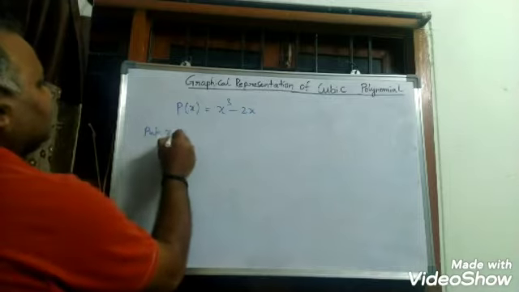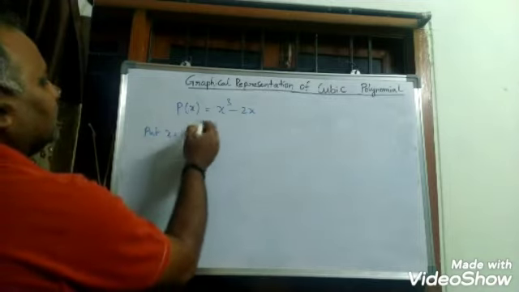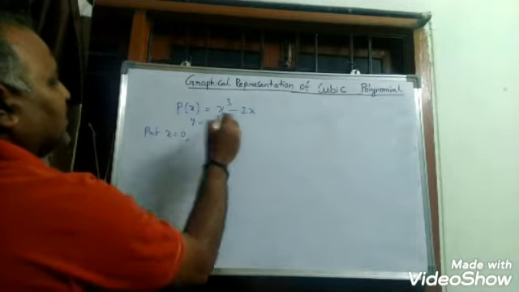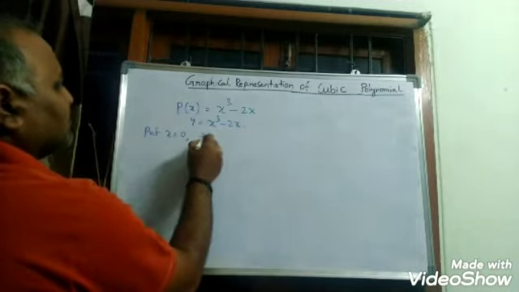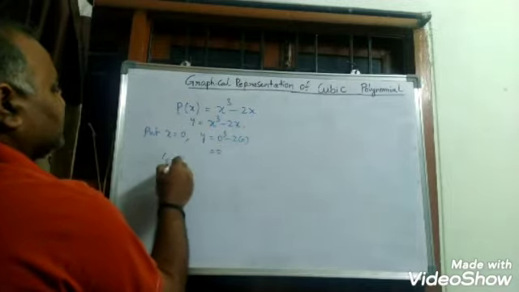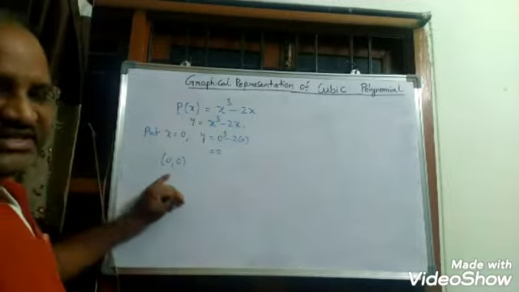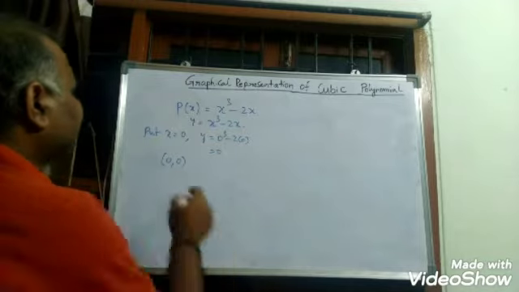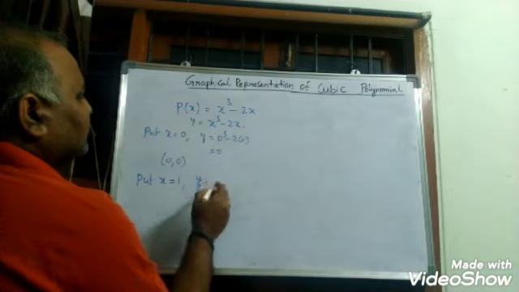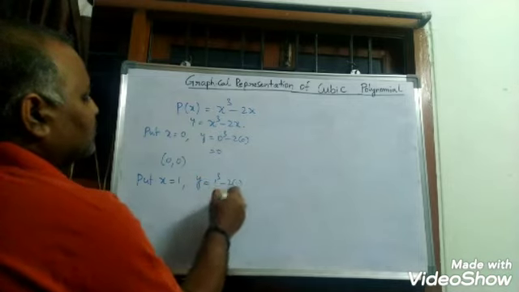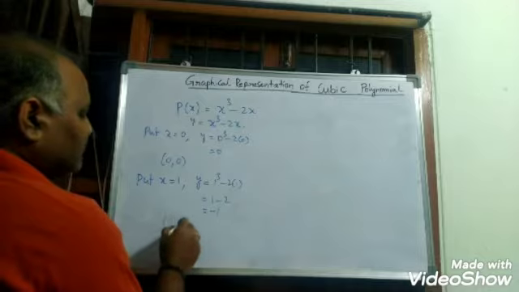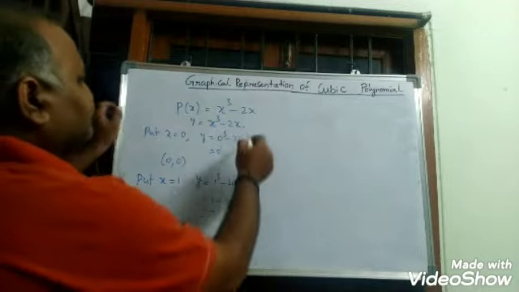Put x equal to 0 first. Here first we have to consider this as y equal to x cube minus 2x. Then x equal to 0, if you take, y is also equal to 0 only. So the ordered pair is 0 comma 0. That means origin. This passes through origin. Put x equal to 1. Then y is equal to 1 cube minus 2 into 1, which is nothing but 1 minus 2, that is minus 1. So the ordered pair is 1 comma minus 1.